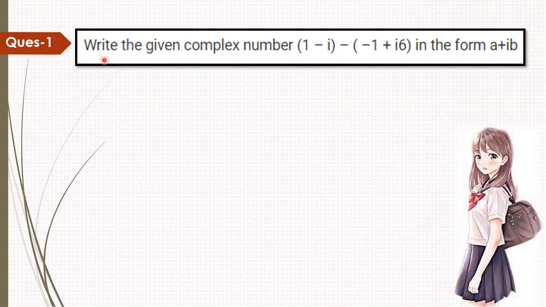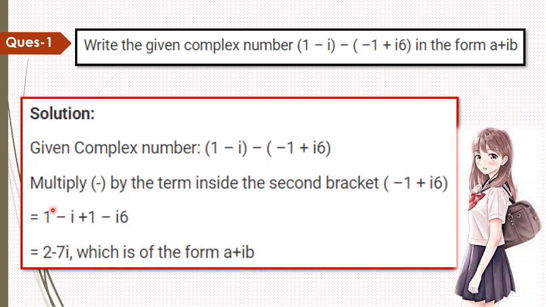Now let's discuss few questions. Write the given complex number in the form a plus iota b. What we are supposed to do here, we simply have to open the bracket. First of all, just open the bracket. 1 minus iota plus 1 minus 6 iota. Real will be added to real and imaginary with imaginary. So 1 plus 1, 2, and minus 1 iota minus 6 iota is minus 7 iota, which is the standard form.